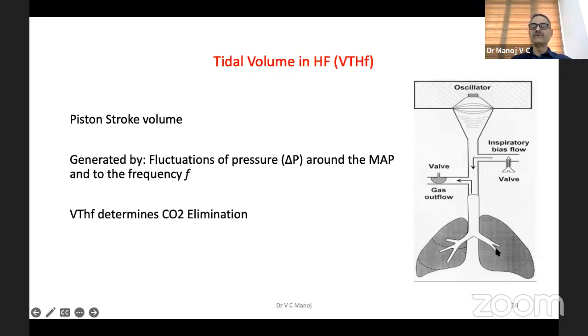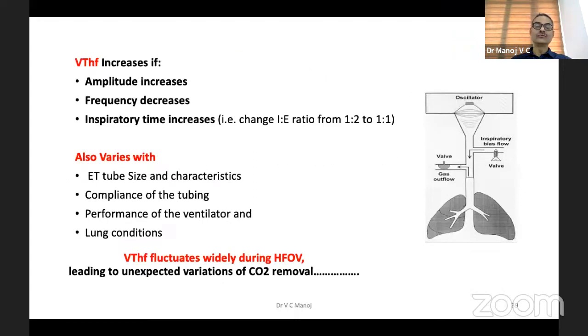When the valve closes, PIP is generated. Now what we are doing is creating a bias flow by putting in an oscillator, and that is how HFO delivers tidal volume. And this is how you eliminate CO2.